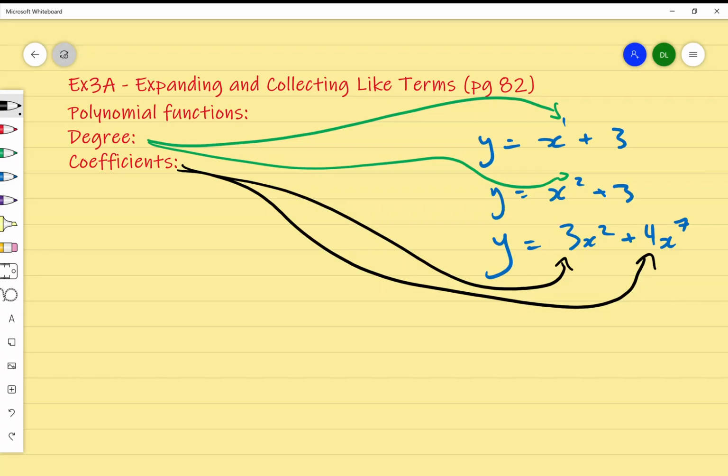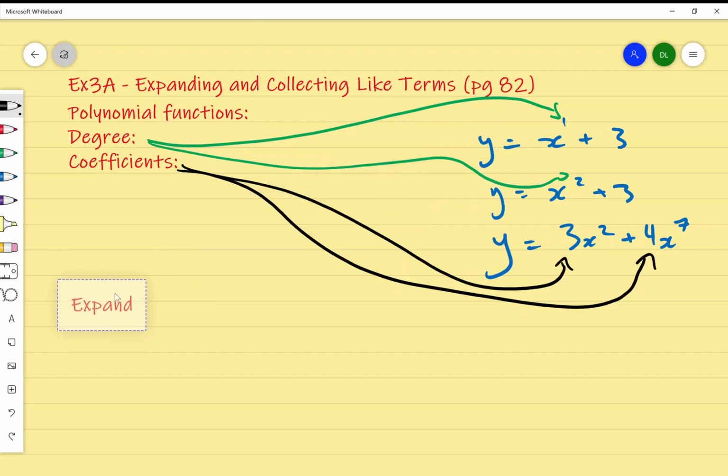Okay? Now, when focusing on expanding and collecting like terms, we're not going to be purely looking at linear equations anymore. Remember that just as how 4x is not a like term to 4, 4x squared is not a like term to 4x. So we have to keep that in mind. So let's go ahead and do our first example. Pretty straightforward. Let's go ahead and expand.